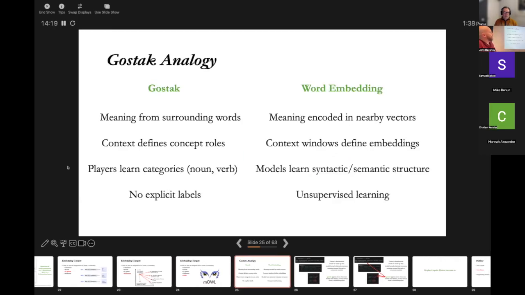Let's pull together that analogy I mentioned earlier. When we're playing the Gostak, we're pulling meanings from surrounding words. We're doing word embeddings, same thing, just encoding them in nearby vectors. Context defines roles, or the meanings, like parts of speech. Same: context windows define embeddings. And then players can learn categories. On the one hand, models learn structures; on the other, there are no explicit labels in the Gostak. Well, that's not exactly true. There are some, but not many explicit labels in word embedding. It's more or less unsupervised learning.